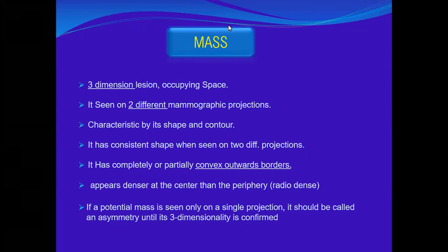So we said the mass is a three-dimensional space-occupying lesion seen in 2 different orthogonal mammographic views, characterized by shape and contour, with convex-outward borders, partially or completely, having a consistent shape on 2 different projections and appearing denser at the center, radiodense. If it is seen in only one projection, we consider it an asymmetry until proven or confirmed to fulfill the criteria of a mass.